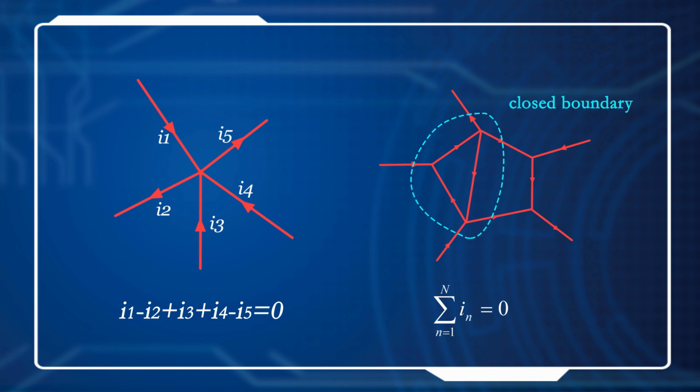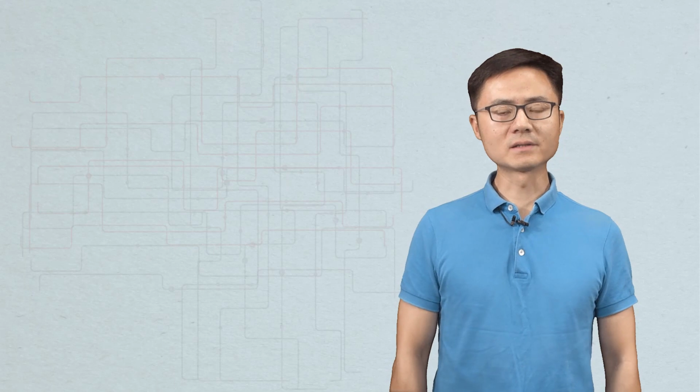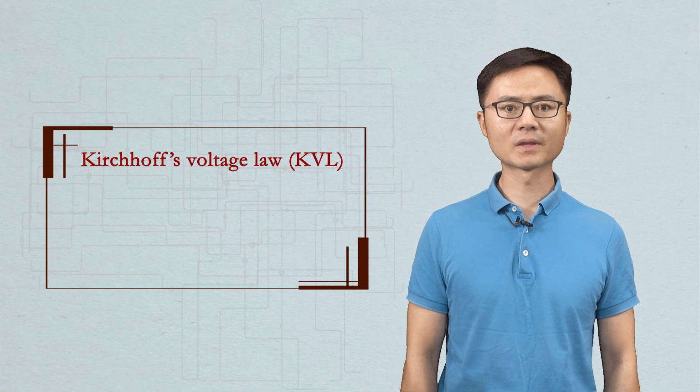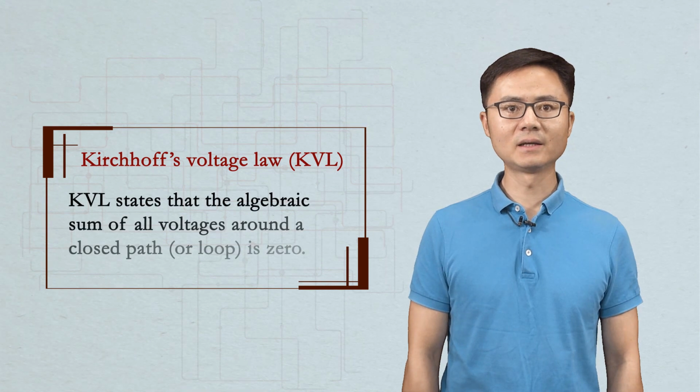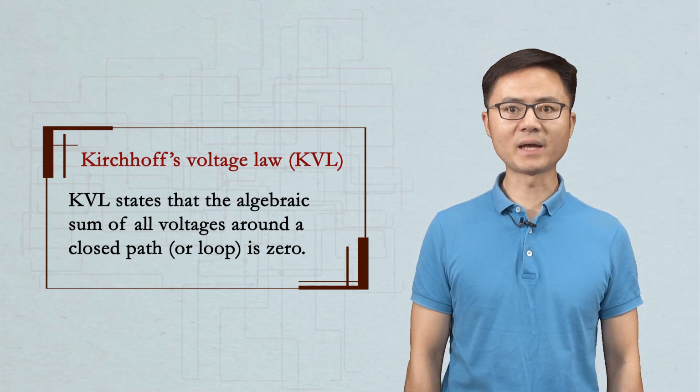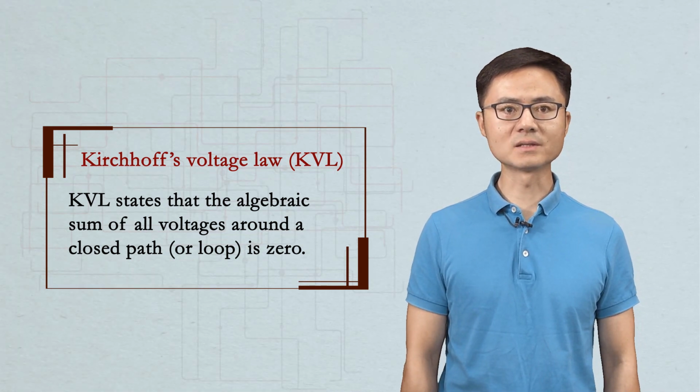a closed boundary. The second Kirchhoff's law is Kirchhoff's voltage law, KVL for short. KVL states that the algebraic sum of all voltages around a closed path or loop is 0.